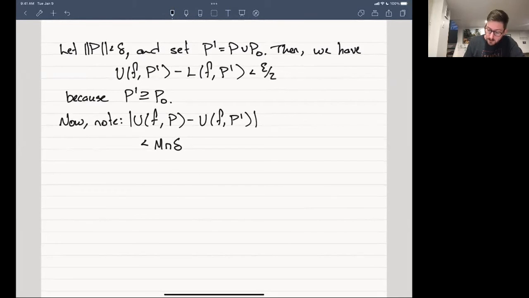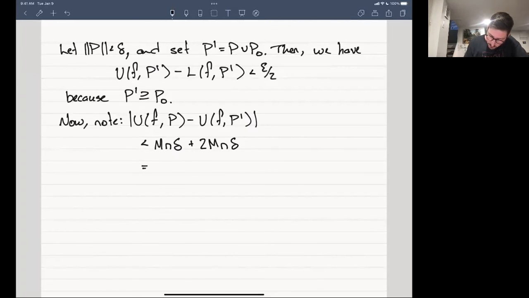Delta is the length of the mesh. Similarly, from the P prime upper sum, there are at most 2n intervals. So I have 2m times n delta. Same principle is at work here. There are 2n intervals. The maximal value in absolute value of the function on each interval is m, and the mesh is delta.